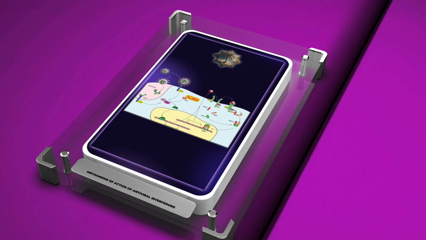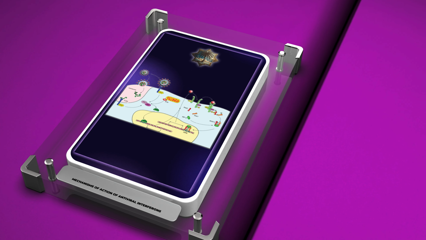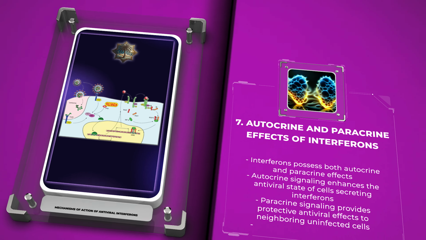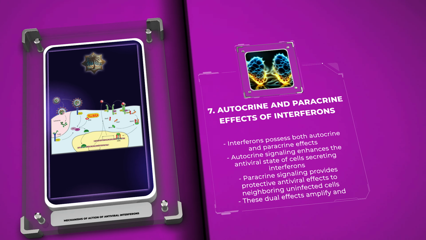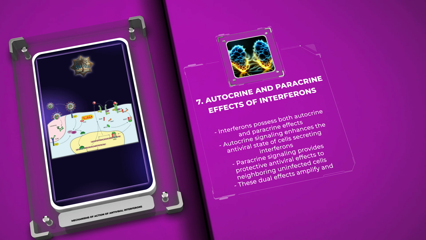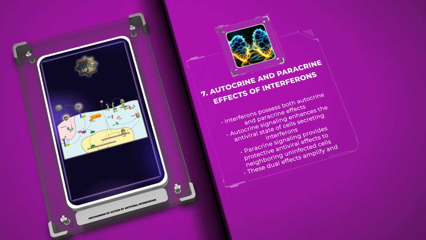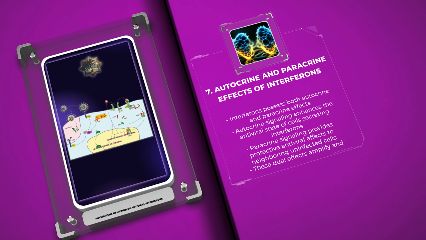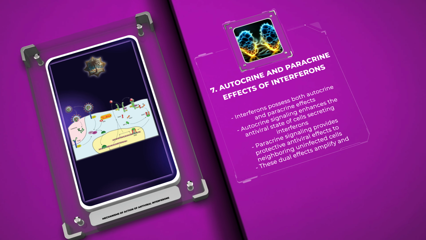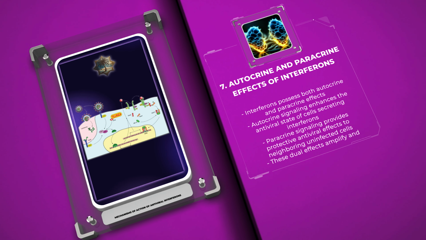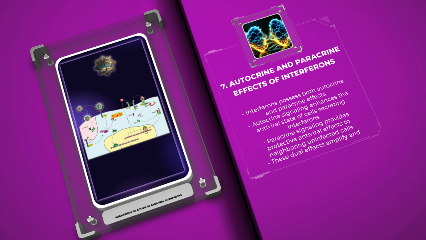Interferons possess both autocrine and paracrine effects. Autocrine signaling refers to the ability of interferons to act on the same cells secreting them, enhancing their antiviral state. Paracrine signaling, on the other hand, involves the diffusion of interferons to neighboring cells, thereby providing protective antiviral effects to uninfected cells within close proximity. These dual effects ensure the amplification and spread of the antiviral response, enabling a robust defense against viral infections.